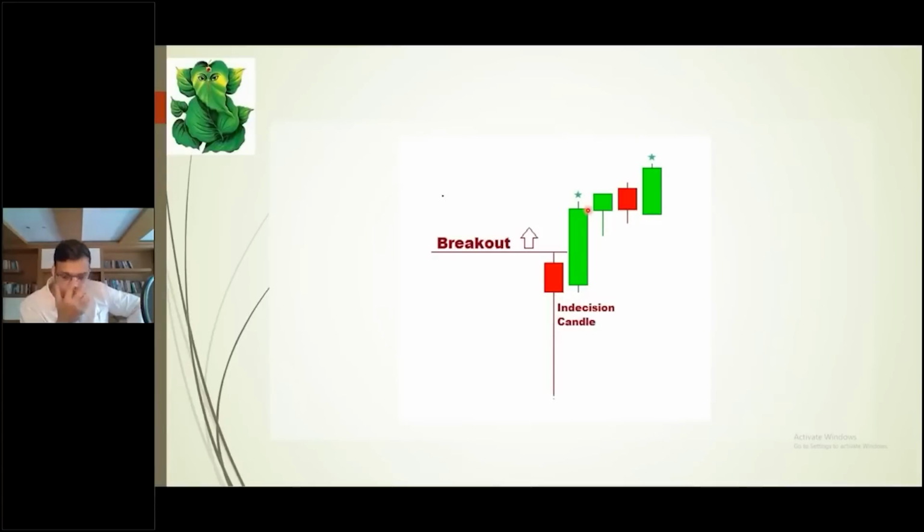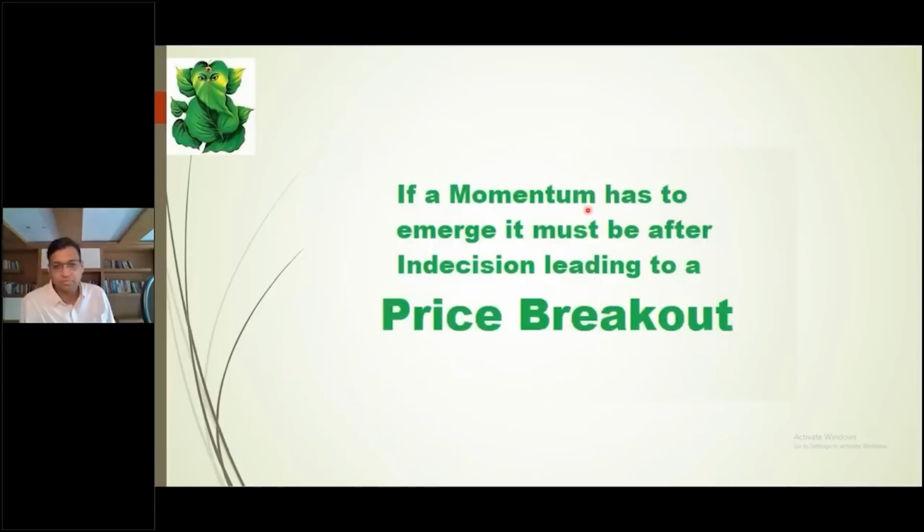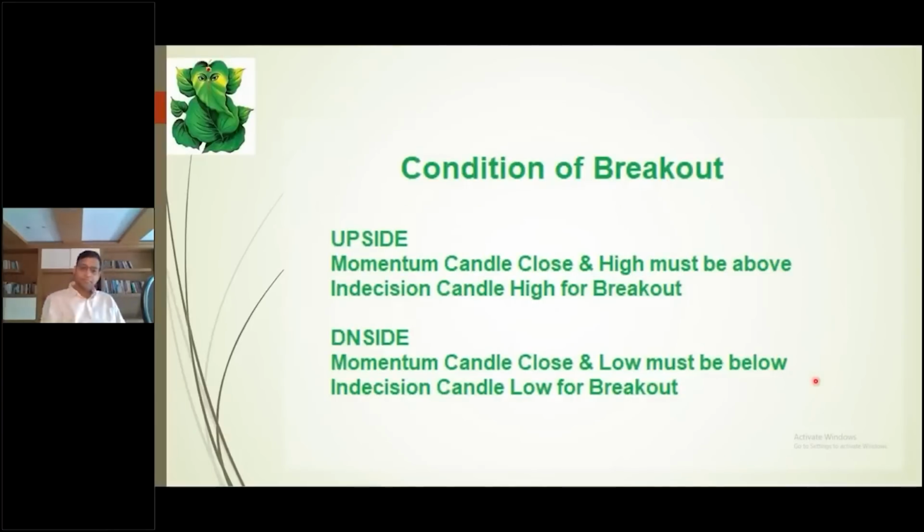Now, from now onwards, you try to see all the charts from this angle. That there is an indecision candle, there is a momentum candle. Momentum comes from indecision, which was there earlier. If a momentum has to emerge, it must be after the indecision in price, leading to a price breakout. Now, there are some conditions I would say about breakout. If it's an upside breakout, of course, as I said, a momentum candle occurrence is a must after the indecision candle.